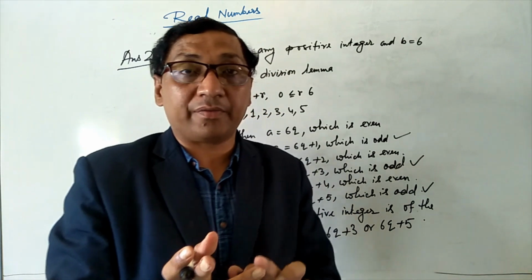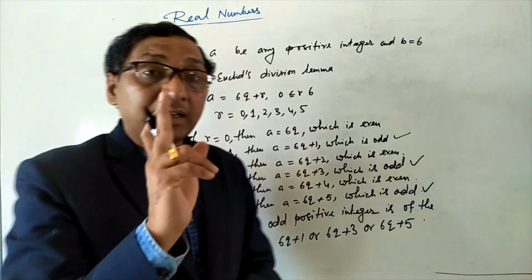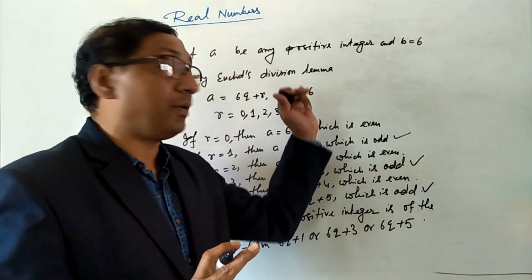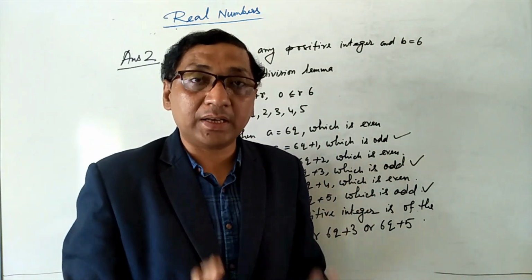Question number 4 and question number 5 are similar types of questions. There, b equals 3 you will take and you can solve that question. So our exercise 1.1 is finished.